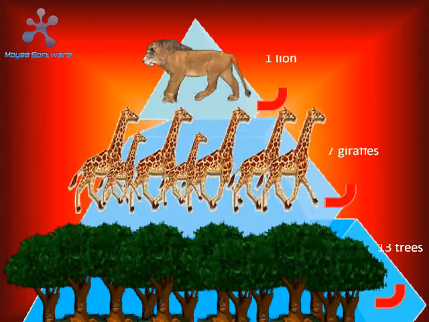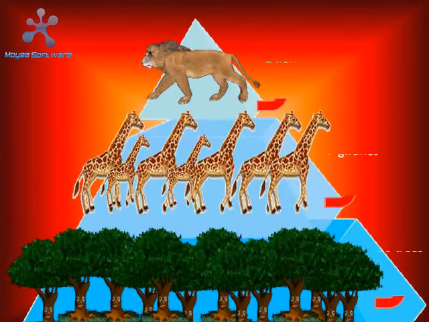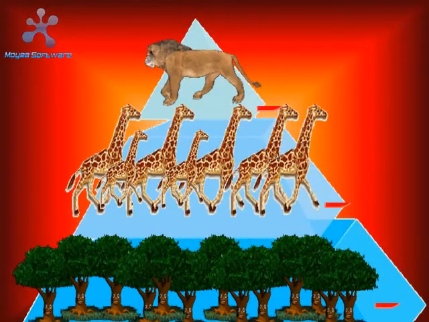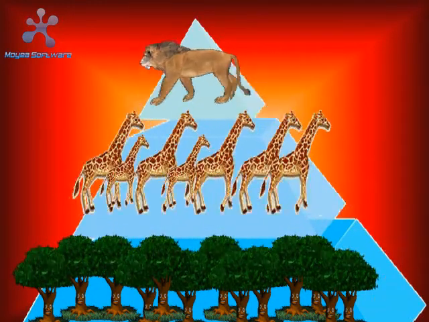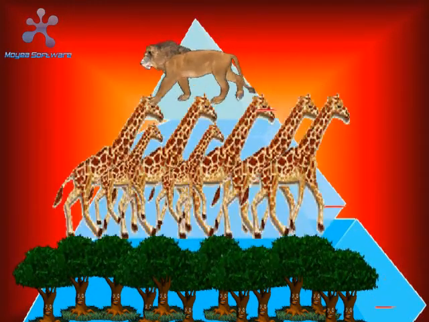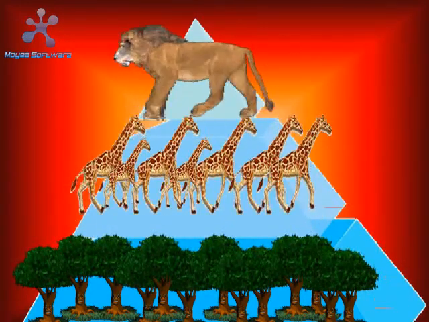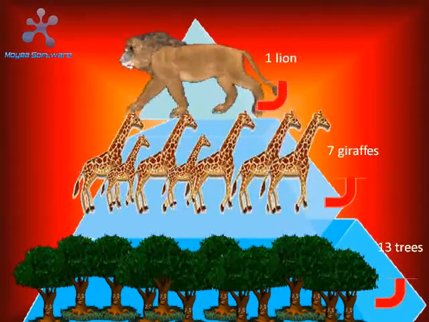A pyramid constructed based on the number of individuals occupying a given trophic level at a given period of time is called a pyramid of numbers. In most ecosystems, for most food chains, the pyramid of numbers will be upright since the number of individuals at the successive trophic levels keeps on decreasing.